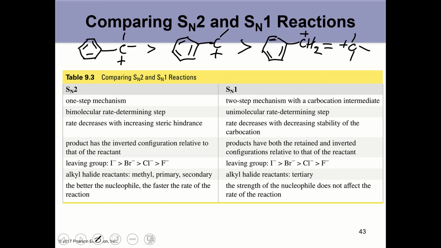Comparing SN2 and SN1 reactions, remembering our carbocations: tertiary allylic is better than secondary allylic is better than primary allylic, and primary allylic is approximately equal to tertiary allylic. This is going to be relevant when you go forward and practice these SN1 reactions.